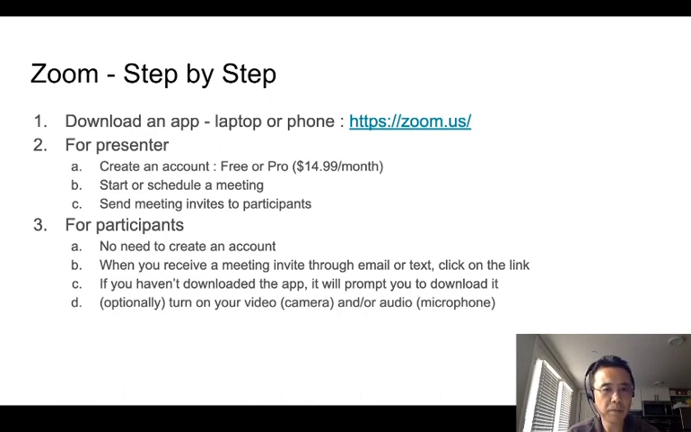There are two options: you can choose a free account or you can choose a Pro option. The free account has a limitation, so you can invite up to 3 people and the meeting can last only up to 40 minutes. But if you pay $14.99 a month, then you can upgrade your account to Pro. Then you can invite up to 100 people and you can host a meeting up to 24 hours.